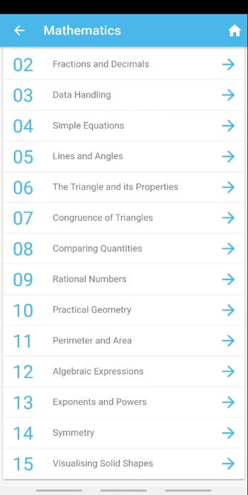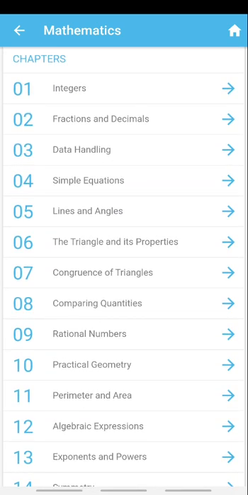So all these 15 chapters we will learn this year in class 7th mathematics.